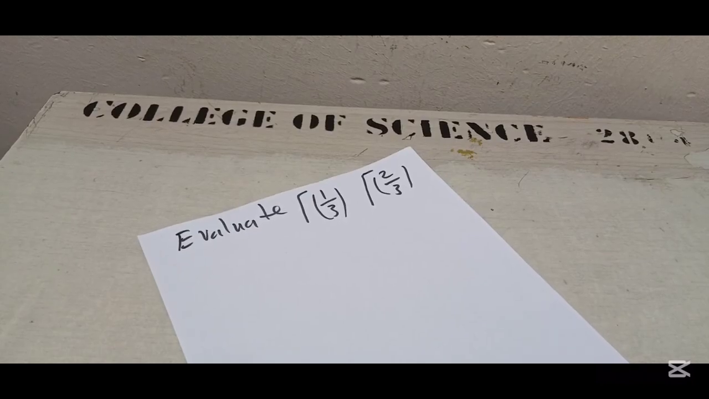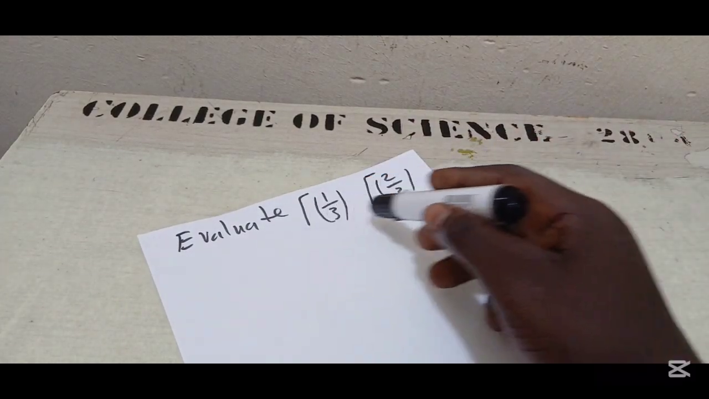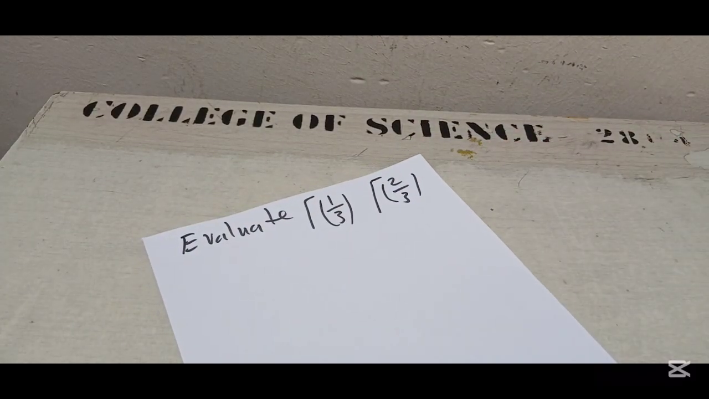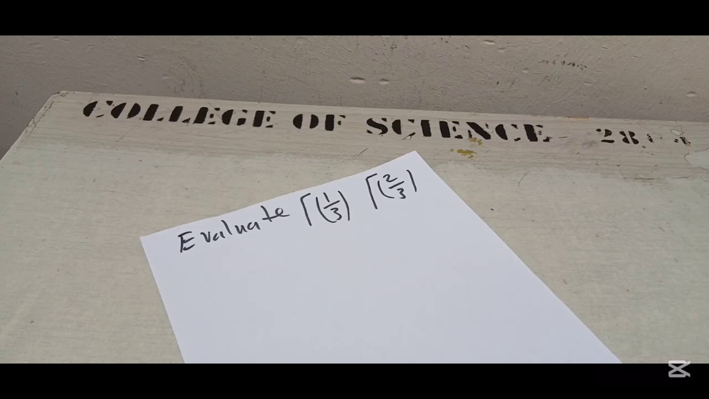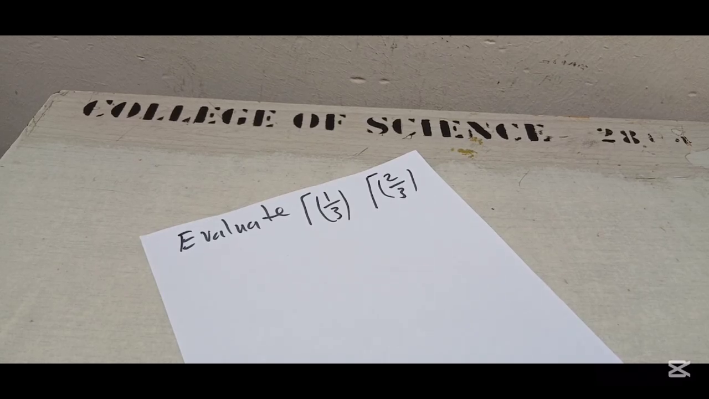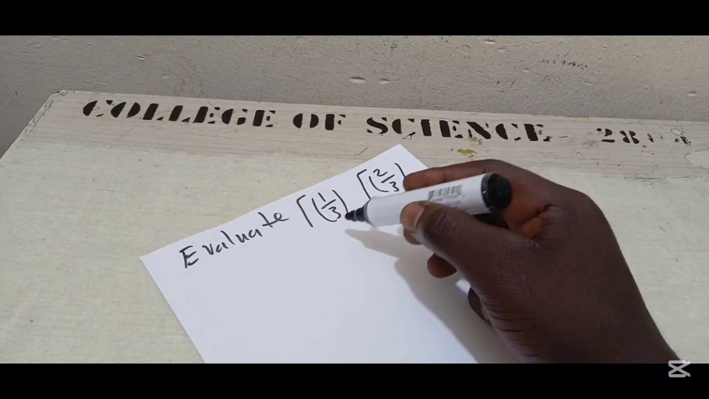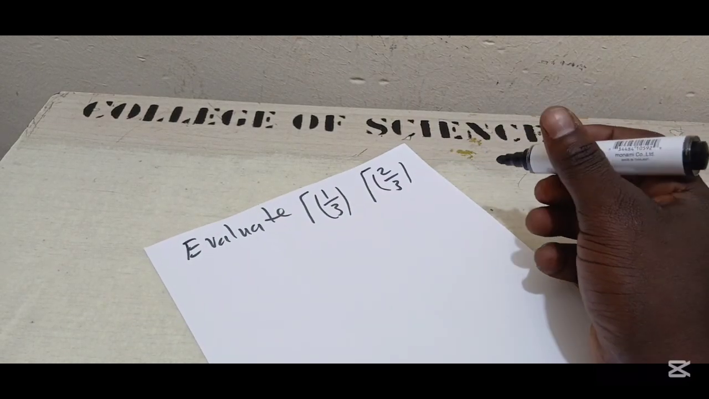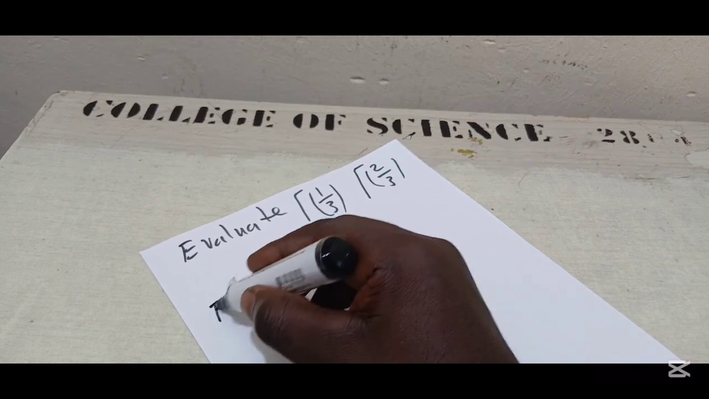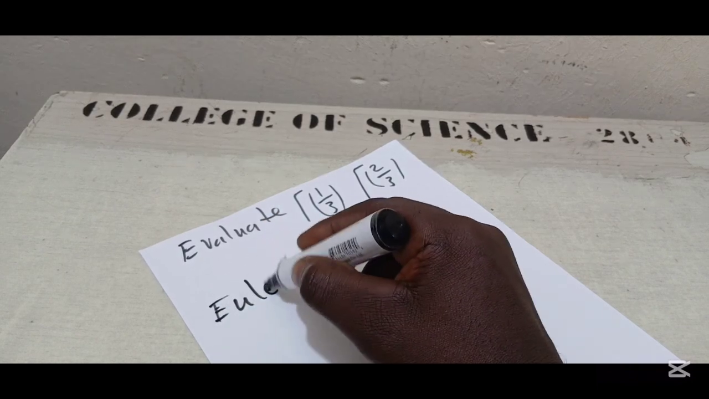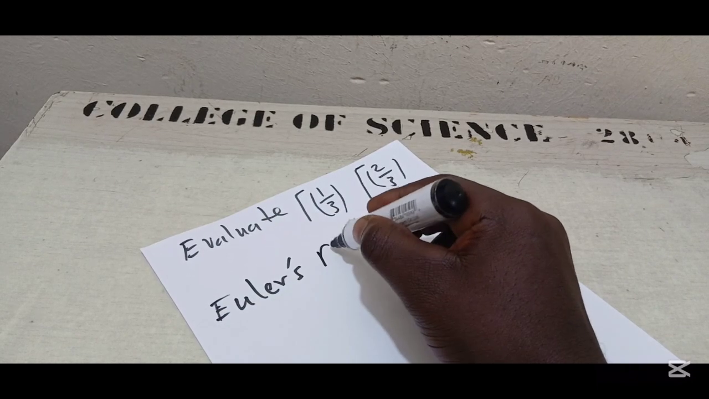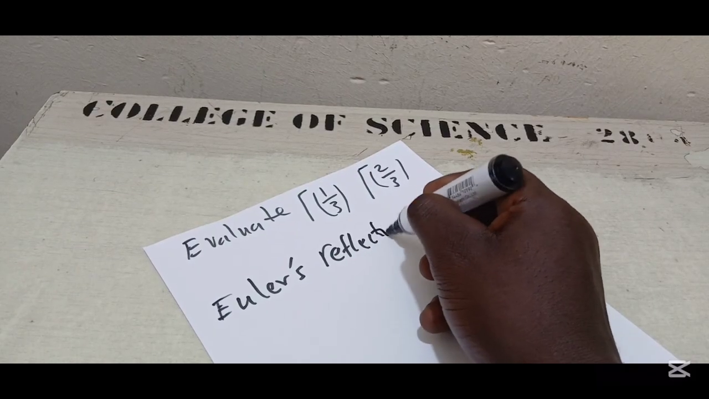So another practical example we have to look at is this. We have gamma of two functions, gamma 1 on 3, gamma 2 on 3. Now to simplify this, we are going to use one of the formulas that we previously wrote, which is Euler's formula. So anytime you see gamma of two functions like this, let Euler's reflection formula come into your mind.